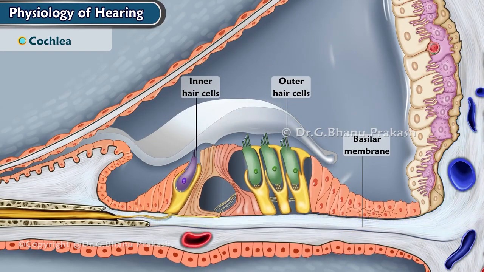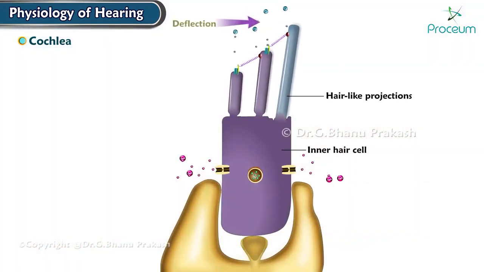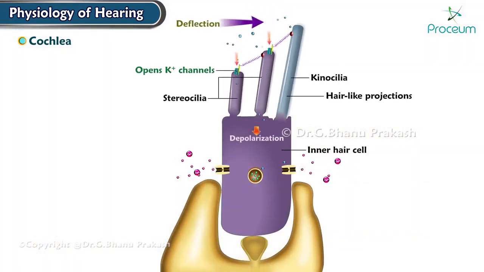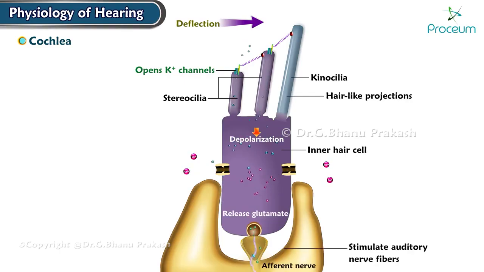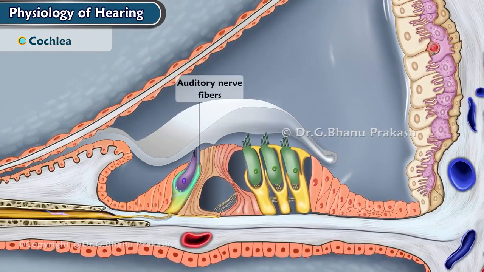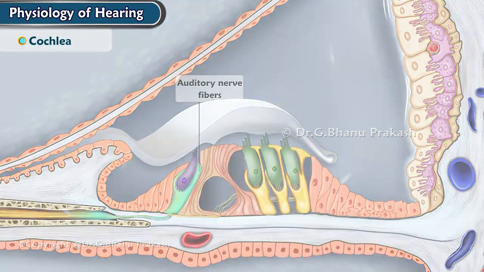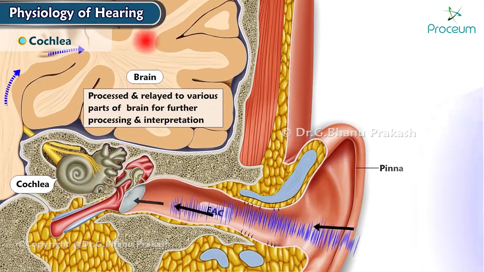The hair cells are embedded in the tectorial membrane, a gel-like structure that overlies the hair cells. As the basilar membrane vibrates, the hair cells move back and forth, causing their hair-like projections to bend. This bending of the hair cells triggers the release of the neurotransmitter glutamate, which in turn stimulates the auditory nerve fibers that are connected to the hair cells. The auditory nerve fibers then transmit electrical signals from the cochlea to the brainstem, where they are processed and relayed to various parts of the brain for further processing and interpretation.